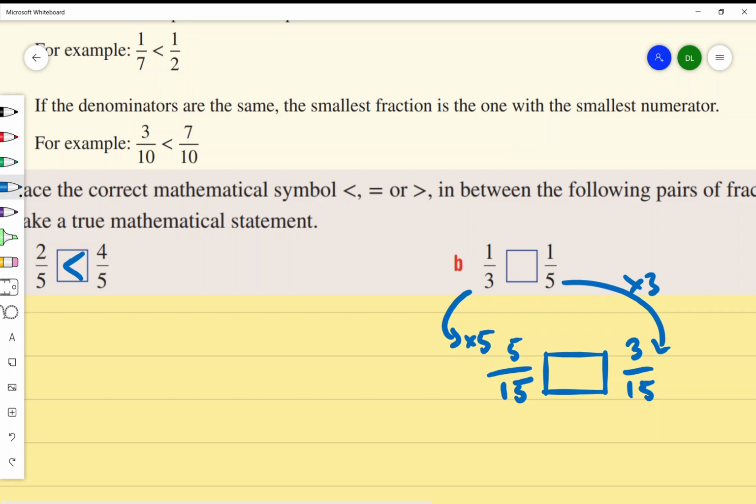So, same thing. Which number is bigger? 5 over 15. So we do one of these symbols, and I write it over here. And we get 1 over 3 is larger than 1 over 5.